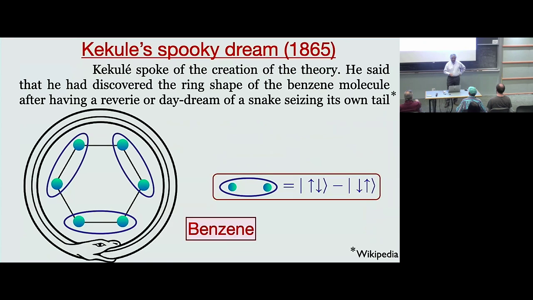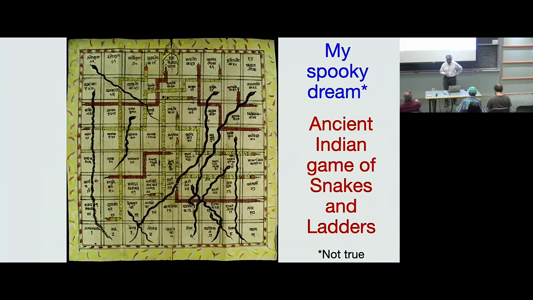Anyway, so Kekule had a dream. So I said I also had a dream. Well, not true. But it involves snakes. So there is an ancient Indian game of snakes and ladders, which is true. The British then called it chutes and ladders because snakes were too scary for the British public. But this is the origin of it. And in which there are snakes going from every point to every other point, roughly. And that's the entanglement. So that's the model.